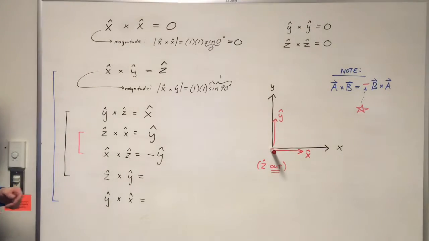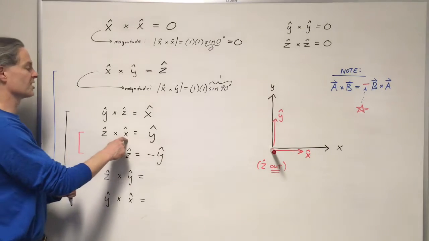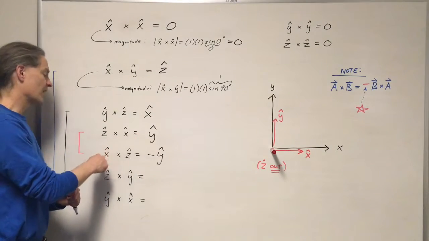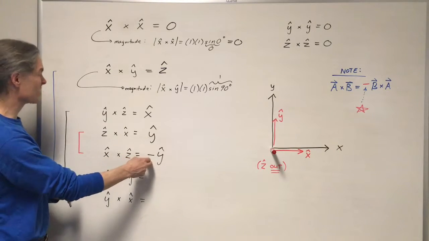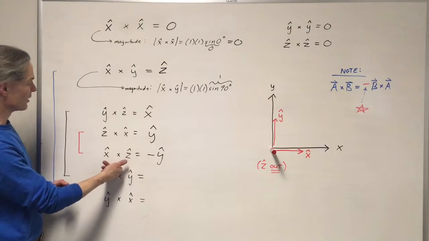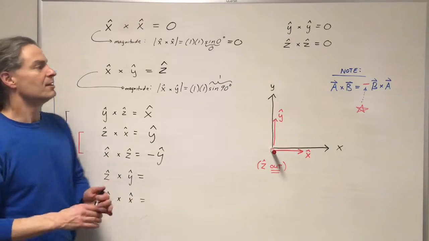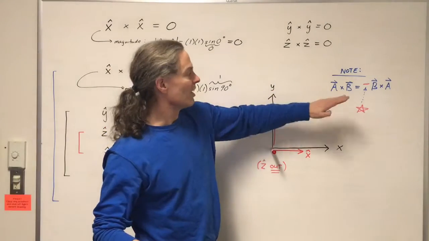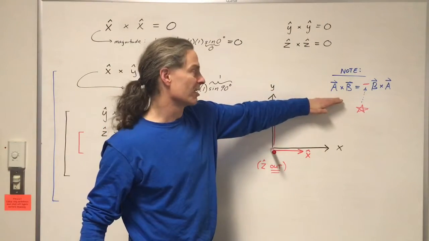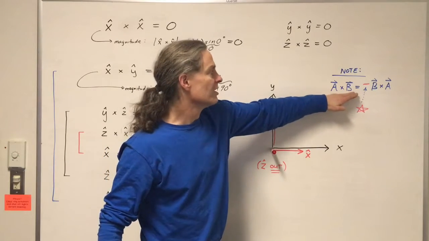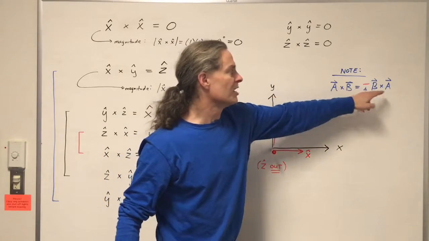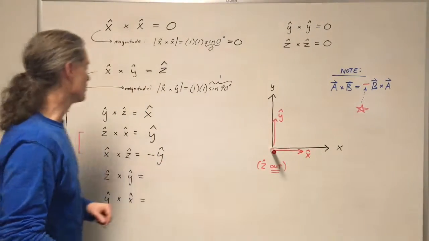Now let's just take a look at that. Z hat cross x hat gives me y hat. X hat cross z hat gives me minus y hat. Switching the order of these has introduced a minus sign. You can take that to the bank as well. That's a general thing about cross products. A cross B is equal to the negative of B cross A. Take that one to the bank.